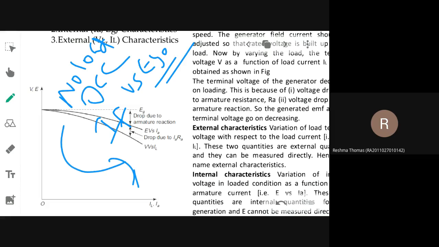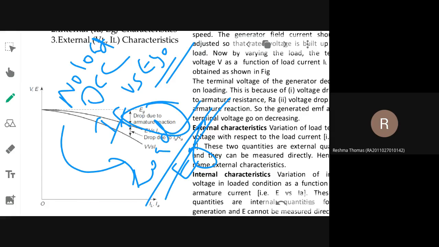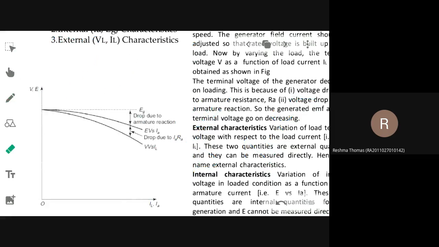Next, you are to draw load characteristics. Load characteristics means you will have the load and you will run the machine at rated speed, rated voltage. That rated voltage is EG. And if you are varying the load afterwards, there will be two sets of drops. If you are considering the drop due to armature reaction, then the curve will be slightly drooping. This curve is called internal characteristics. And from that internal characteristics, if you subtract the IA RA drop, then you will get external characteristics. Both are drooping in nature. Understood?